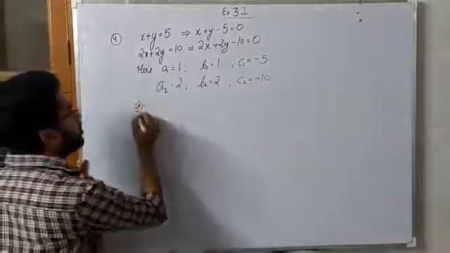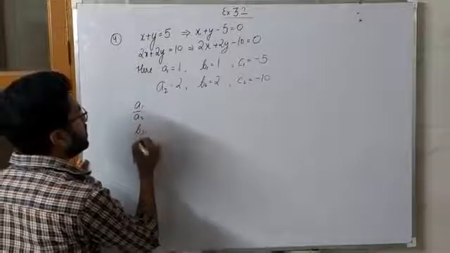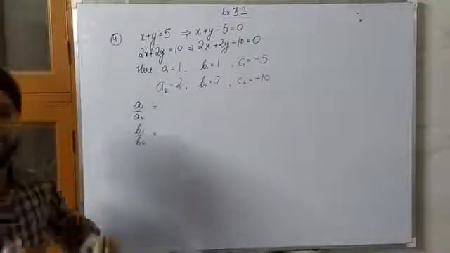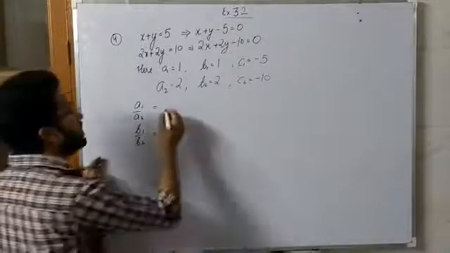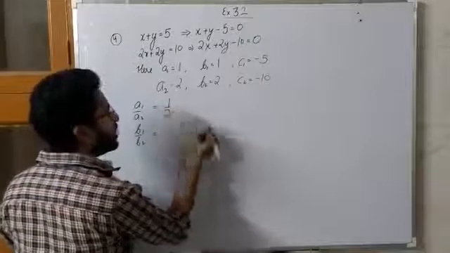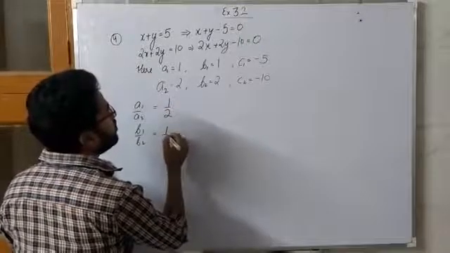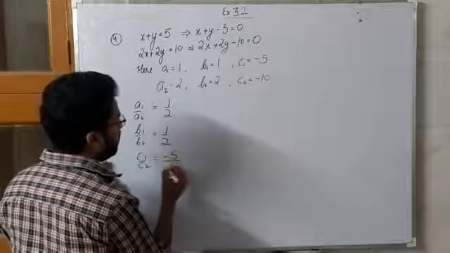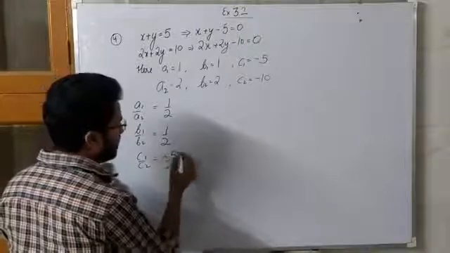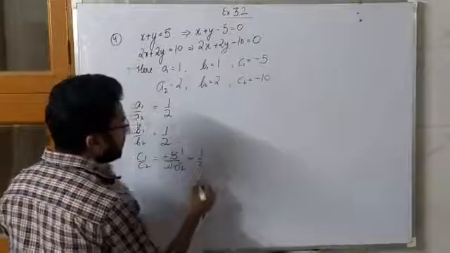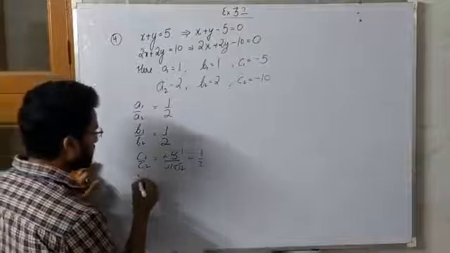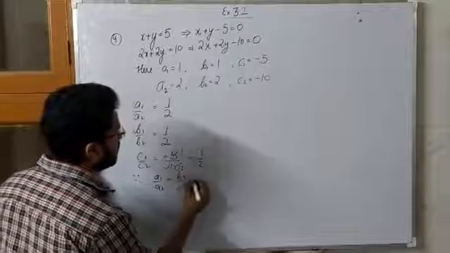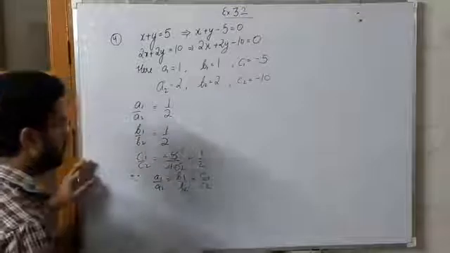Now what we will find? a1 upon a2, b1 upon b2, right? And later on after this we will see whether we need c1 upon c2 or not. Now this will be 1 upon 2, and this will also be 1 upon 2, and c1 upon c2 will be minus 5 upon minus 10. Minus and minus cancel. 5 1 is 5, 5 2 is 10. So 1 by 2. So you will write, since a1 upon a2 equals b1 upon b2 equals c1 upon c2, right?